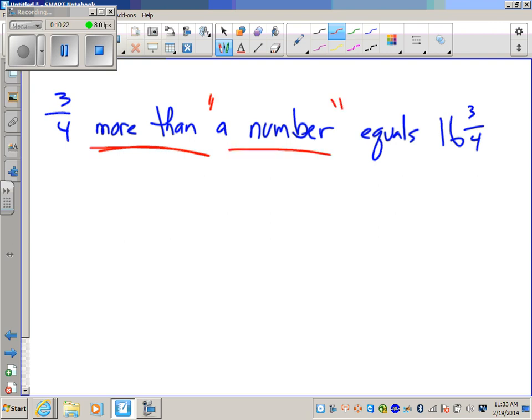A number. That's a variable, because if they knew what the number was, they would just tell you. So a number is usually where we're going to put our variable. But that's just where we put it here. Doesn't mean that it's going to automatically be 3/4 plus x. It just means that in my statement, this is what represents the variable. So following the pattern that we've been following, how am I going to show 3/4 more than x? Awesome. X plus 3/4 equals 16 and 3/4.